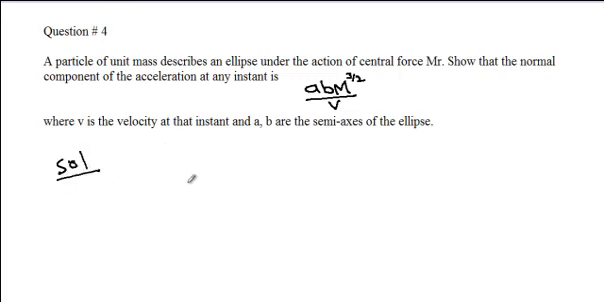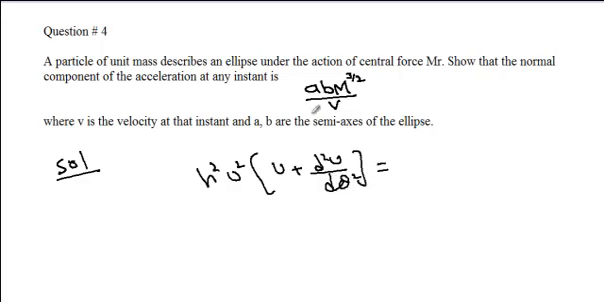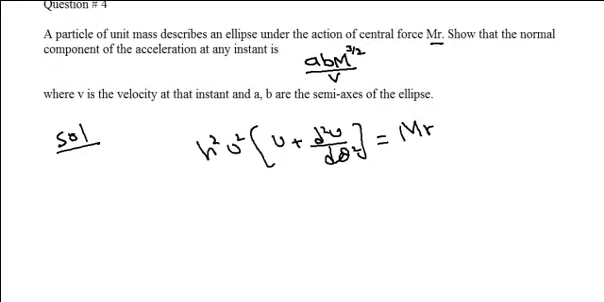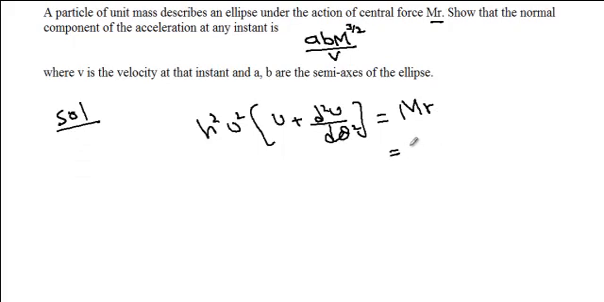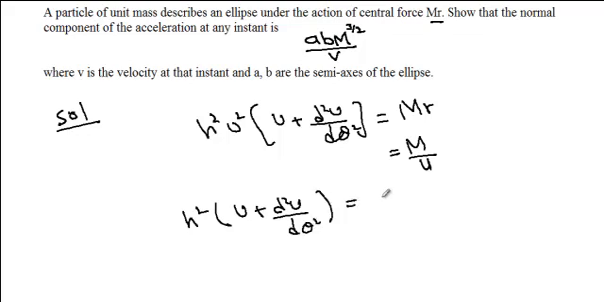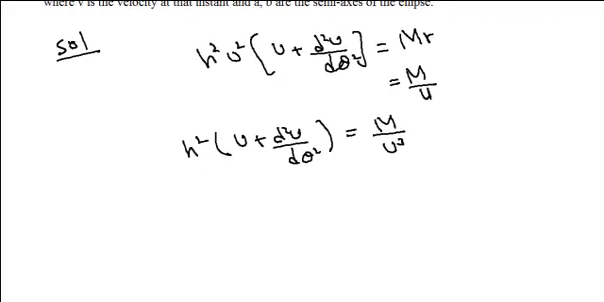We know that the differential equation of the orbit is h square u into u plus d square u over d theta square is equal to the force, and the force we have here is mr. So this mr can be written, as r is equal to 1 over u, as m over u. Again, this h square u plus d square u over d theta square is equal to m over u cube.